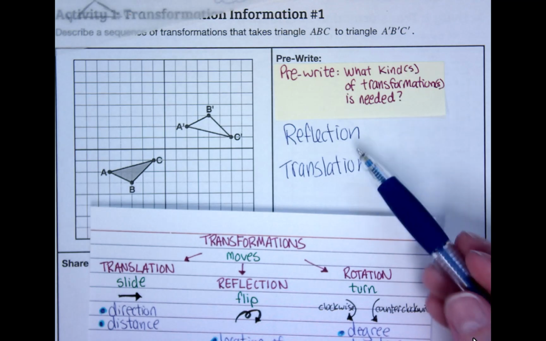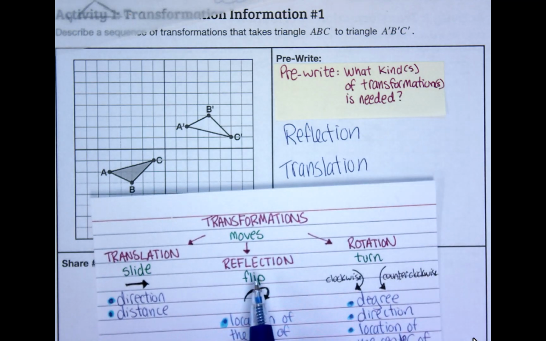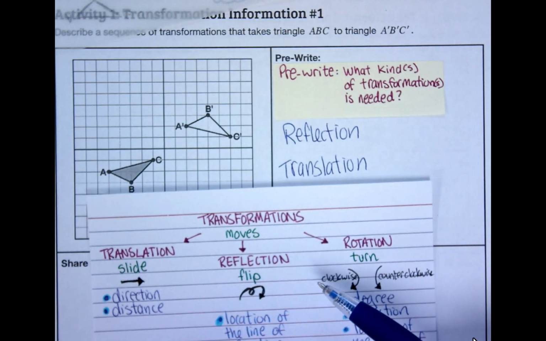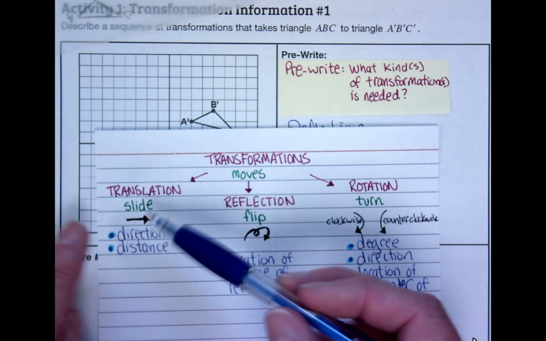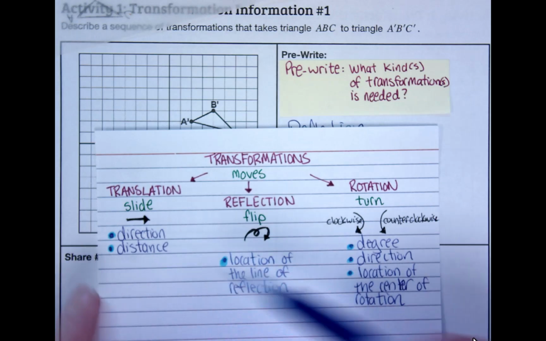Well, now that I know what kind of transformations I'm using, a reflection and a translation, I'm going to bring out my note card and make sure that I include all of the required information to describe the reflection and that translation. I'm going to start with the reflection.